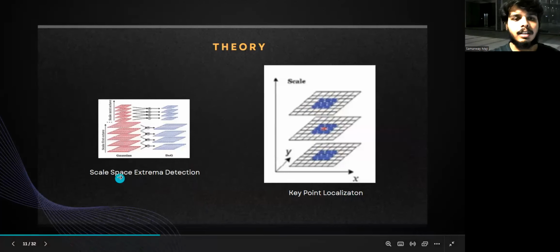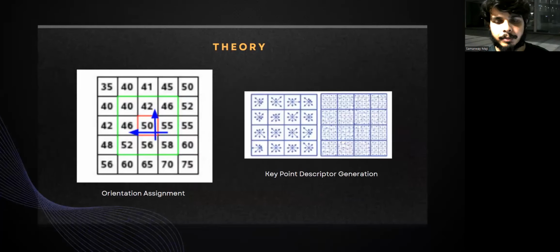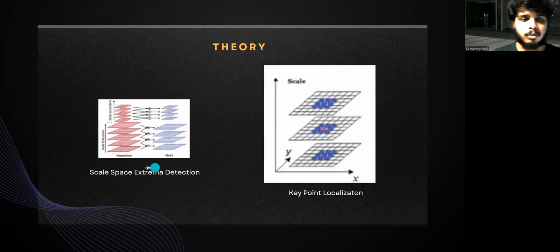The 4 steps are scale-space extrema detection, key point localization, then orientation assignment, and key point descriptor generation. Scale-space extrema detection is done by blurring the separate layers of the images to bring out the essential details like the edges, the contrast, or the hidden features in the image.